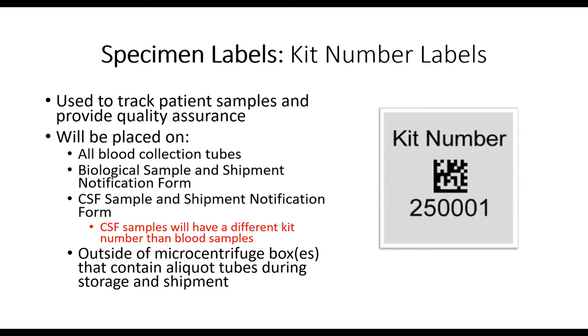For those visits where you're collecting both blood products and CSF products, you will have a different kit number on the blood product form and on the CSF products. So the blood samples and the CSF sample will have different kit numbers from each other, but all the blood samples will have the same kit number and all the CSF samples will have the same kit number within a visit. On the outside of the microcentrifuge boxes as well, you will also put a kit number label on those too, and we'll show a picture of that a little later on.